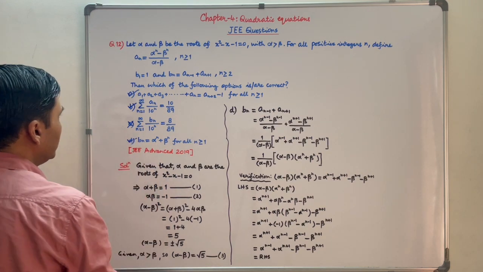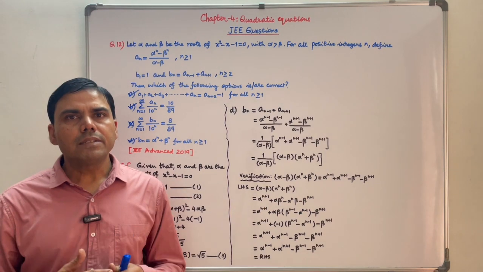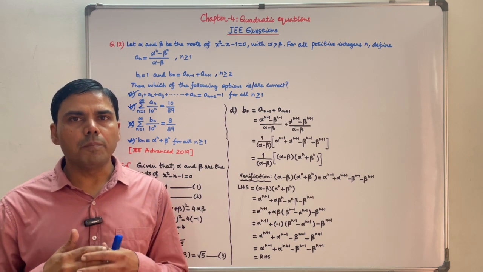So finally, correct statements are A, B and D. In next video, we will start chapter number 5, and that is permutations and combinations.